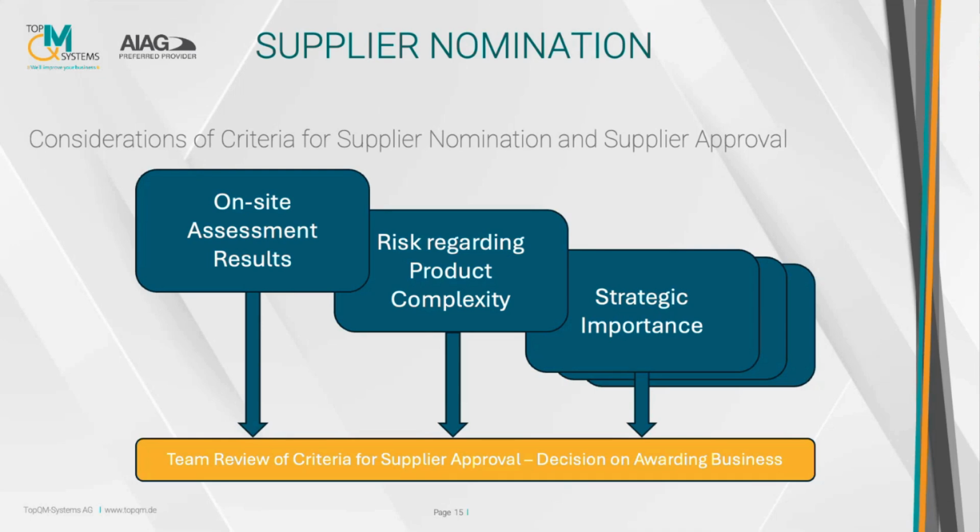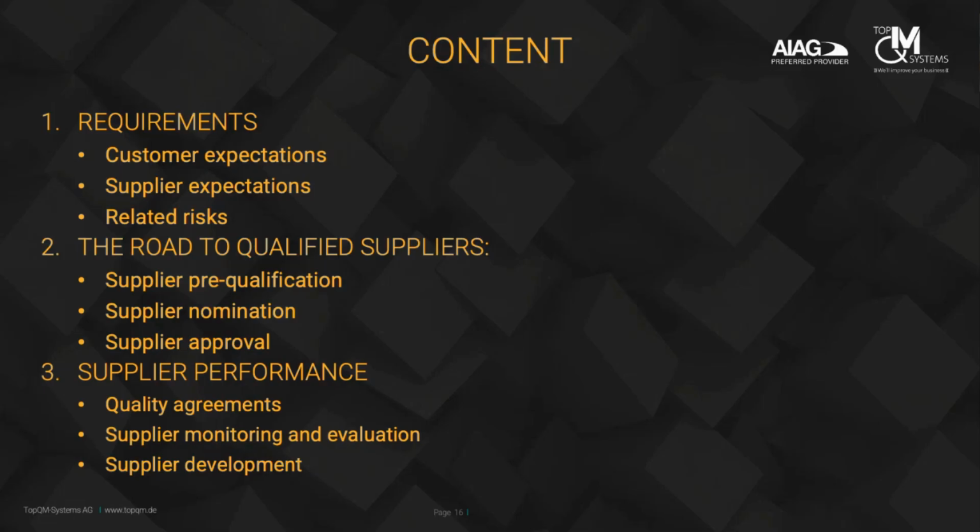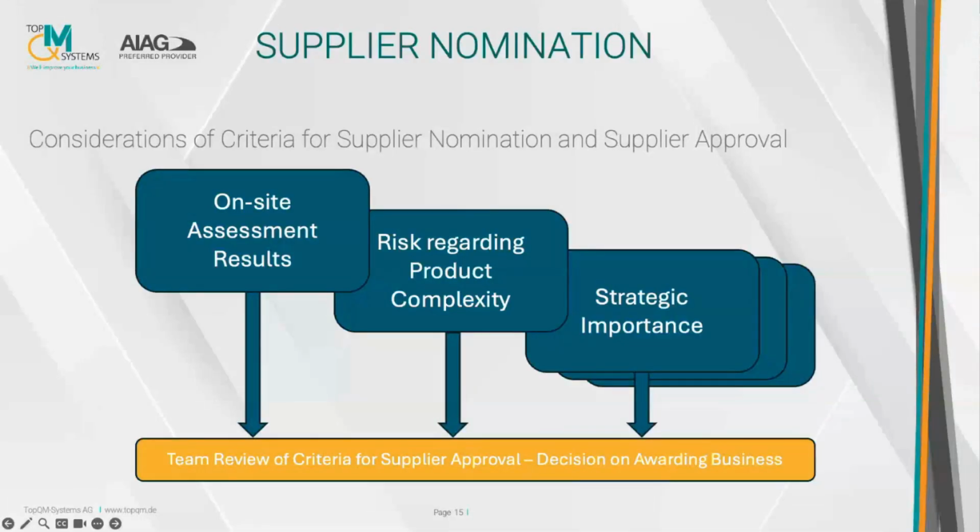And then we go to the next issue. Sorry, if I just go back to this, the approval upon nomination is decided by the team. So again, it is not automatic that the nominated supplier is awarded business, but the team decides whether that supplier may be awarded the business and therefore becomes an approved supplier. Okay.